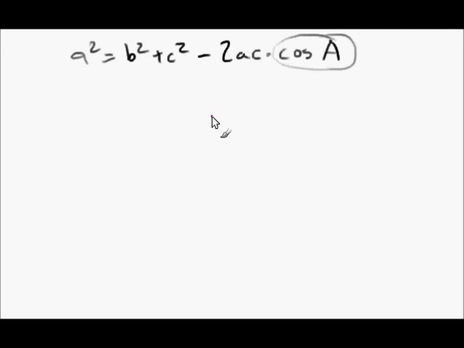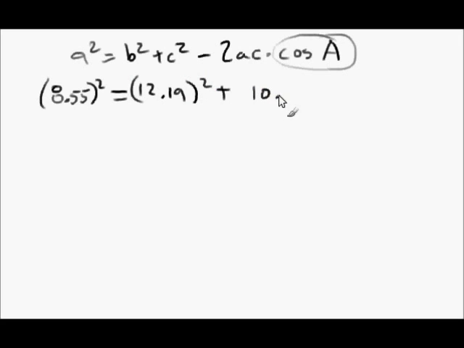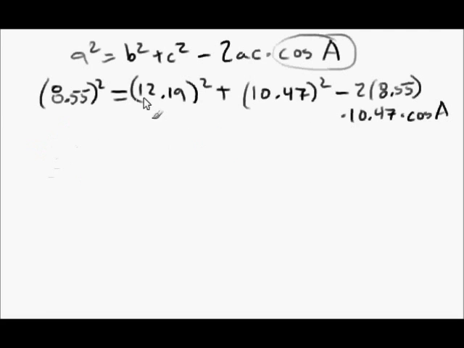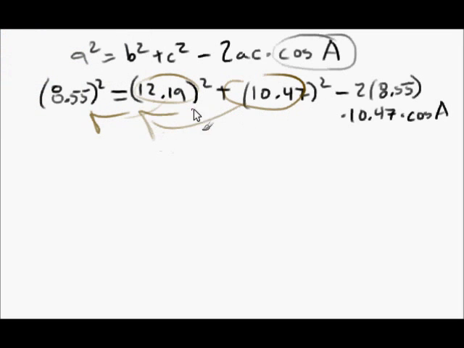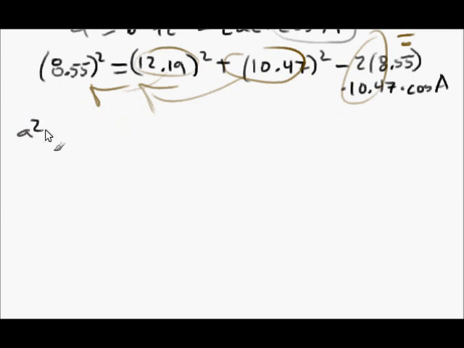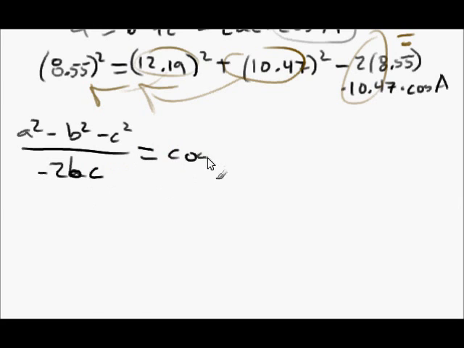A was, let me check my notes here, 8.55, right? So we'll have 8.55 squared is equal to 12.19 squared plus, let's see here, this is 10.47 squared minus 2 times 12.19 times 10.47 times cosine of A. And we're going to take these values, subtract them, and then take this stuff and divide by it. So what we're actually going to have is a squared minus b squared minus c squared, divided by minus 2bc, is equal to cosine of A.